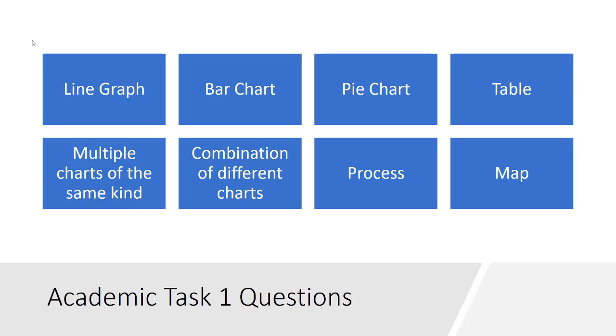Or you might be shown a map. Maps normally show what something looked like in the past, what it looks like in the present, or what it looks like in the future, and you have to talk about that. Okay, so how I teach this is, I have a whole module on line graphs, a whole module on bar charts, a whole module on processes, a whole module on maps.